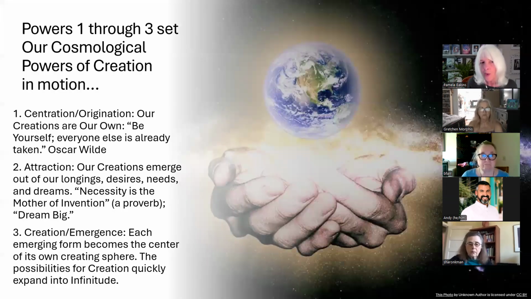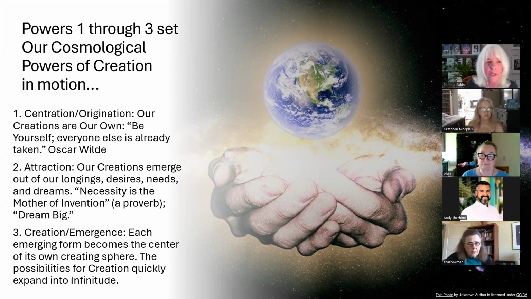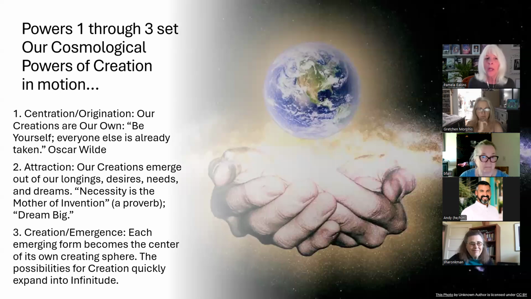So powers 1 through 3 set our cosmological powers of creation in motion. So we begin to create our own universe. So the first power, centration or origination: our creations are our own because we're original. And I'm generalizing here. Be yourself, everyone else is already taken. That's the point, right? Oscar Wilde. Be yourself, and then your creations come out in a soulful way.